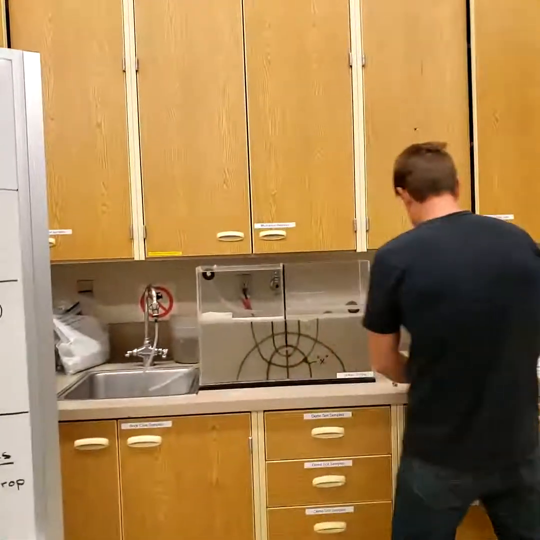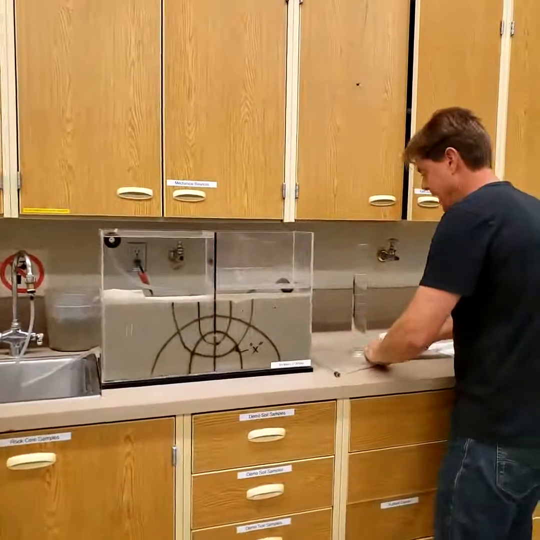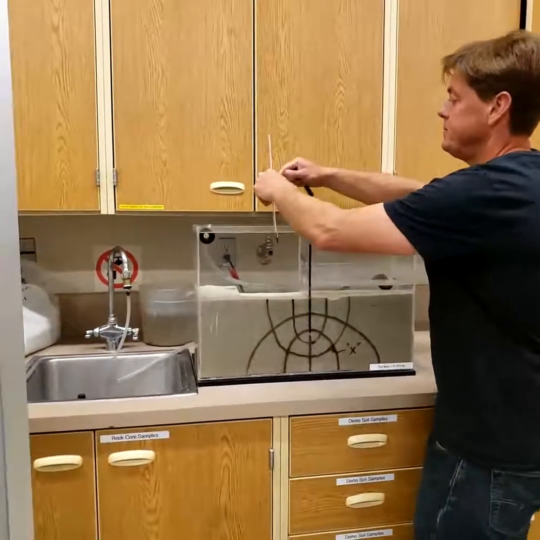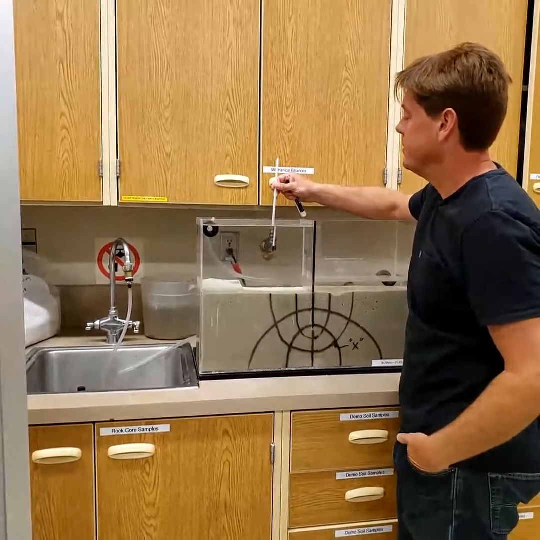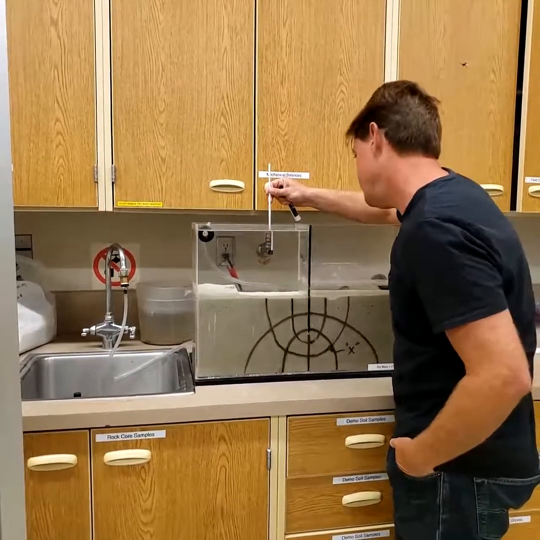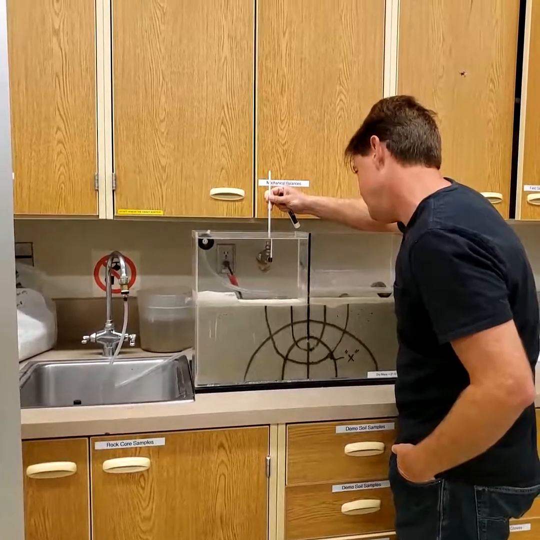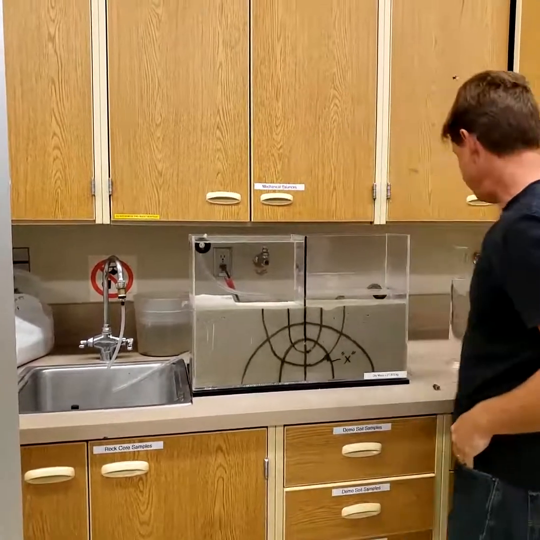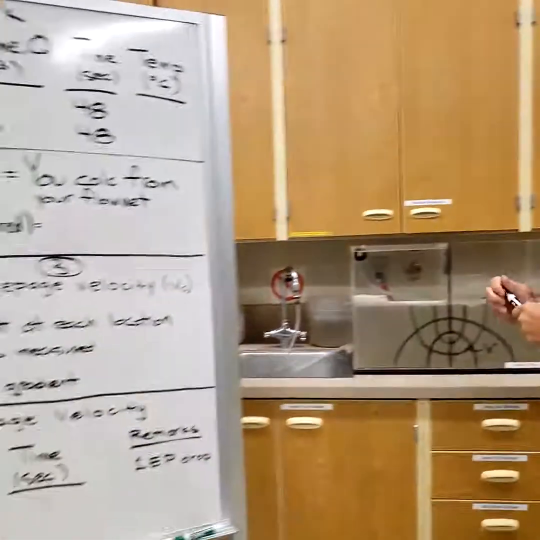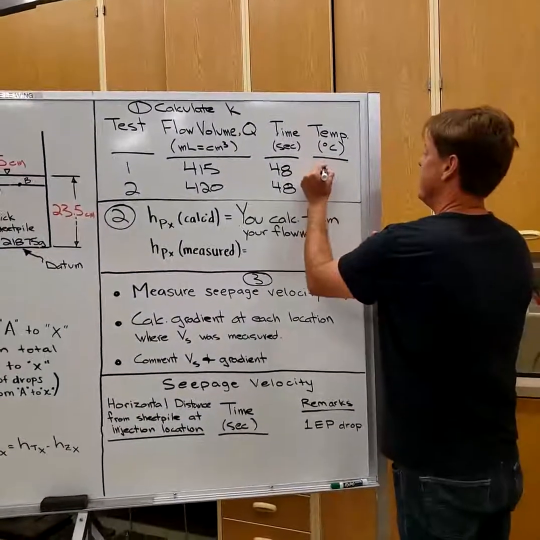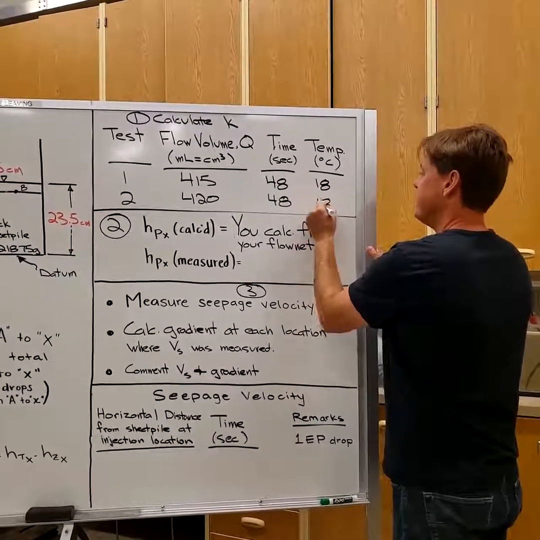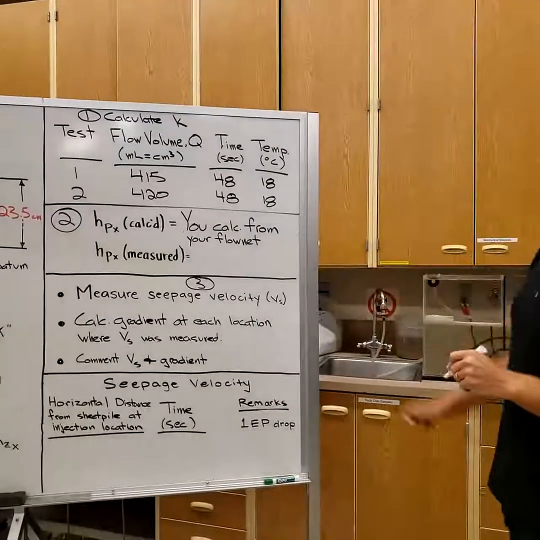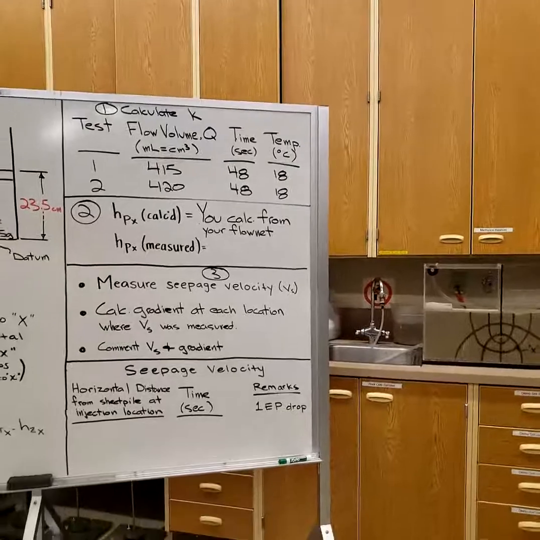With the temperature, so you can correct your values to K20. It's like 18 degrees, so we have a little correction to do there. Now you have everything you need to calculate your K value and take the average.